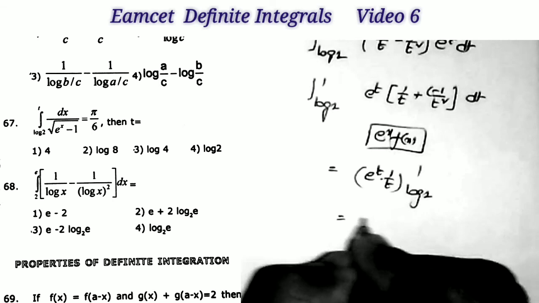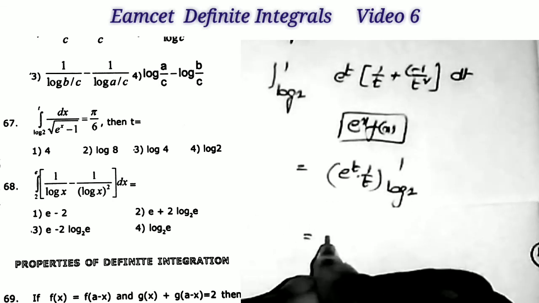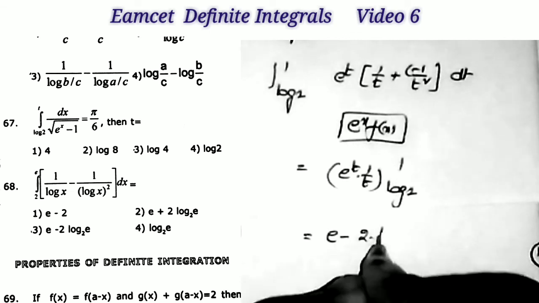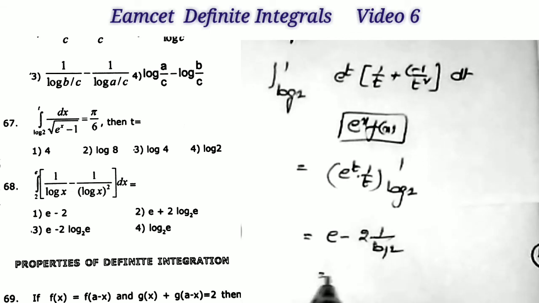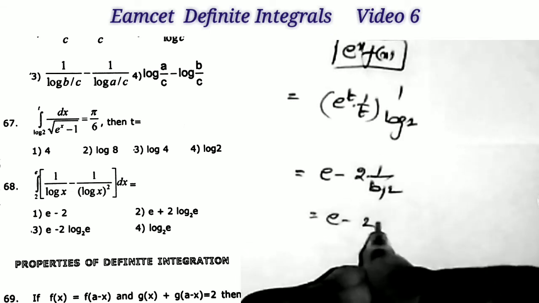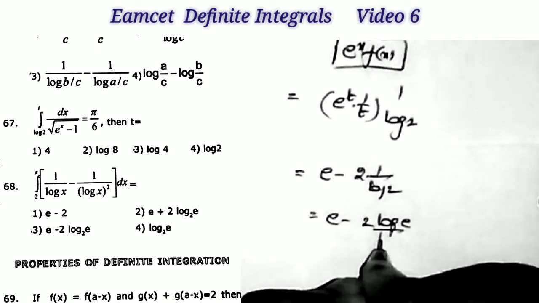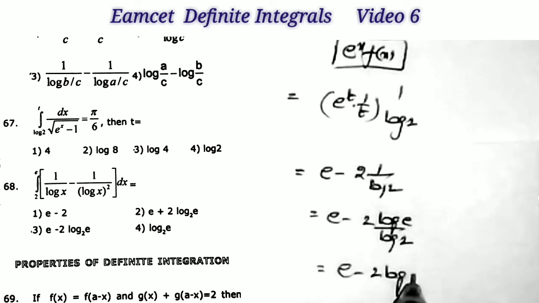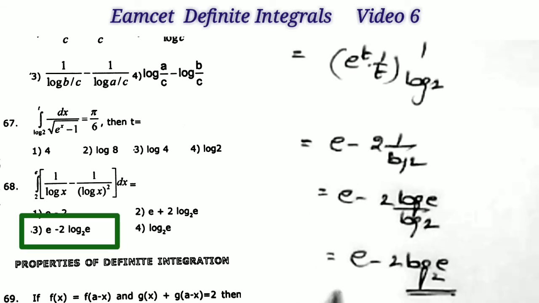Now replacing the limits values, first upper limit e power 1 into 1 by 1, that is e, minus e power log 2 into 1 by log 2. This is equal to e minus 2 into what is 1 here? 1 is equal to log e by log 2. Therefore the answer is e minus 2 log e to the base 2. Log a by log b is equal to log a to the base b. Therefore the answer is e minus 2 into log e to the base 2, and that is the third option. That's all.